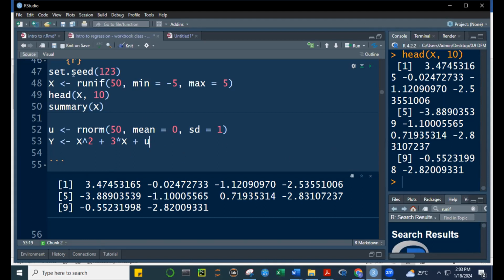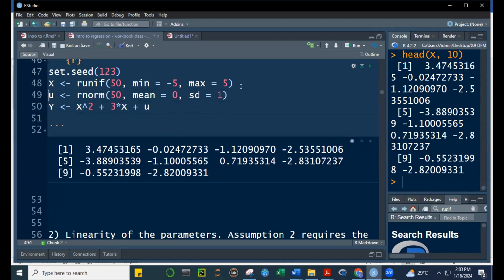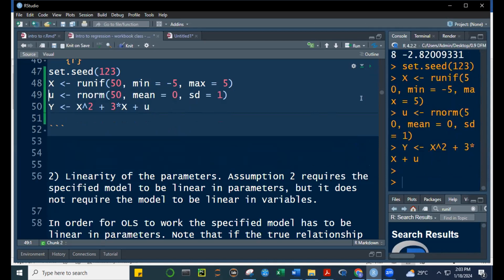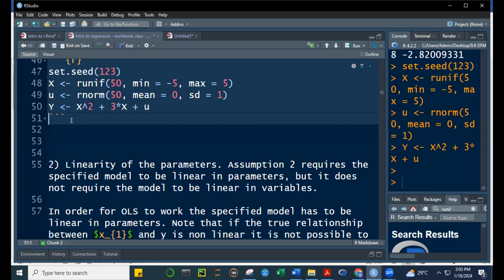All right. Then I'll just delete this para hindi na siya mag-run. Then I'm going to run everything again kasama yung set that seed. Okay. And of course, we'll have the same values for y kasi we have the same values as x. We have the same values as u. Okay. And if we're just adding them, class, then we have the same values.